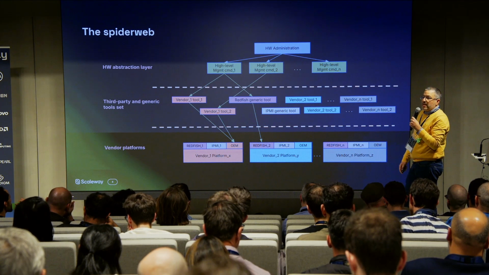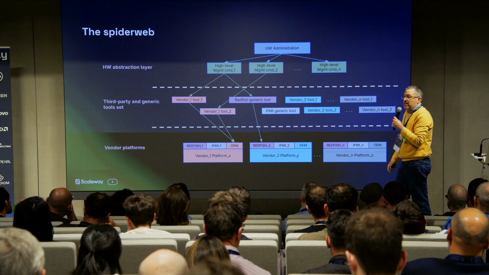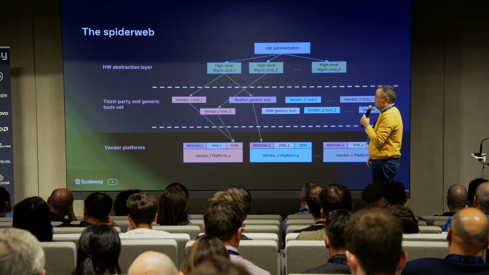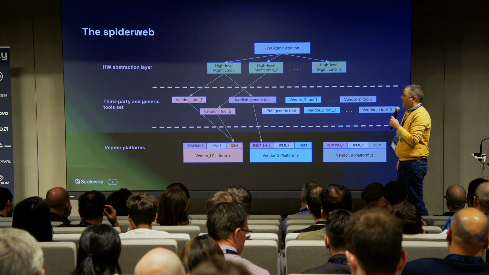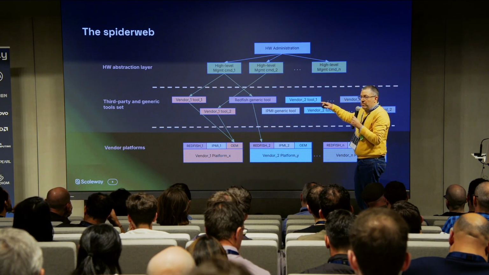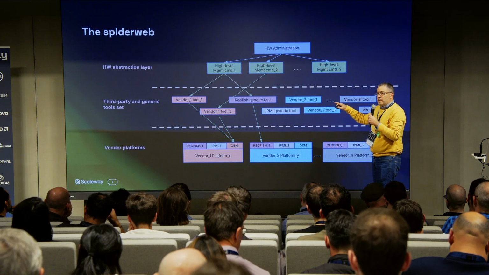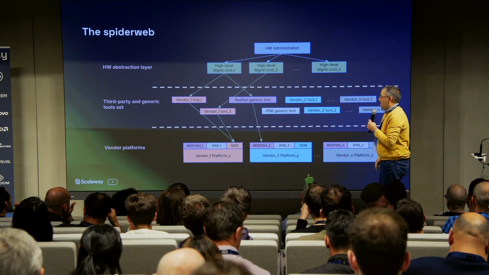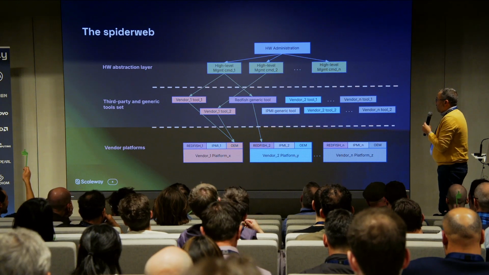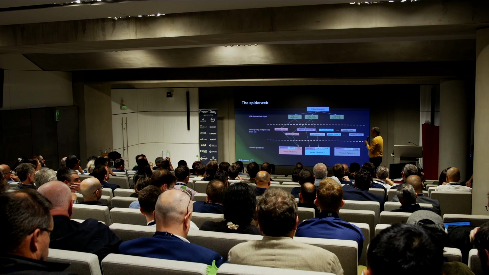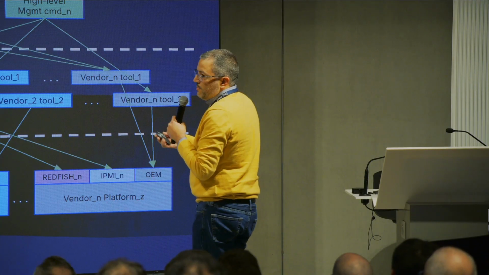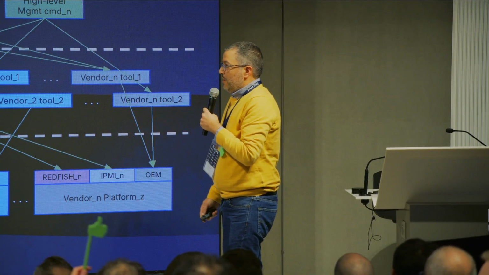For instance, disable IPv6 on BMC. This one will rely on tool number 2 of vendor 1. You can also assume that tool 1 is only in band while tool 2 is only out of band to increase complexity, which is really possible, and so on. And I call it spider web because finally it resembles something like this.